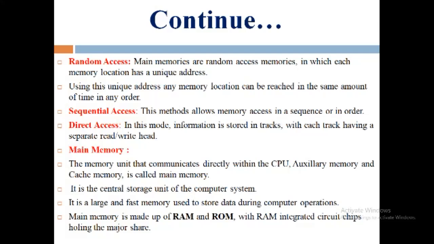Then main memory. The memory unit that communicates directly with the CPU, auxiliary memory, and cache memory is called main memory. It is the central storage unit of the computer system. It is a large and fast memory used to store data during computer operations. Main memory is made up of RAM and ROM, with RAM integrated circuit chips holding the major share.